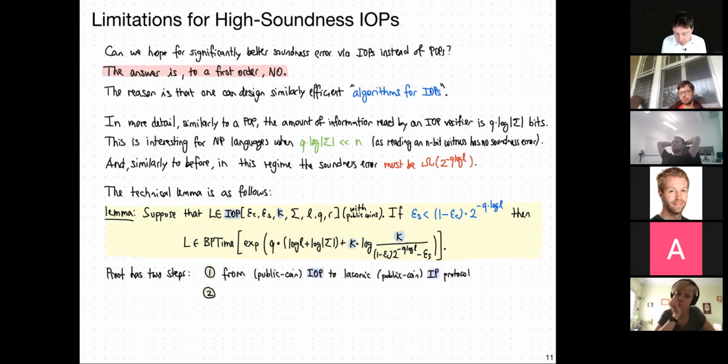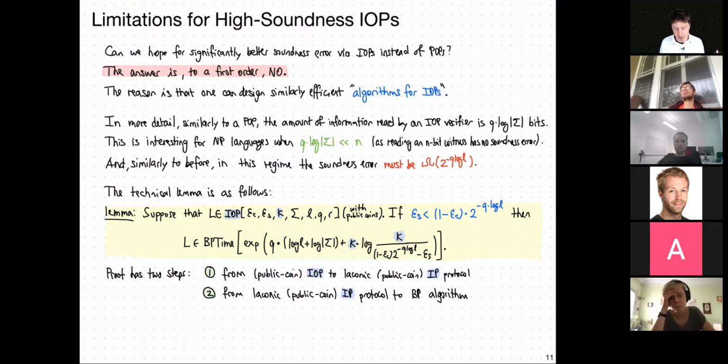And the proof has 2 steps. Like before, we're going to go from a public coin IOP to a laconic public coin IP protocol, and from a laconic public coin IP protocol to a BPV algorithm. And the way you do this first step is actually quite similar to the previous first step. You're going to basically guess the answers and send them. The main difference is you have to guess for different rounds separately. And so you preserve the round complexity of the IOP. And that's why you're going to have an IP protocol rather than an MA proof.